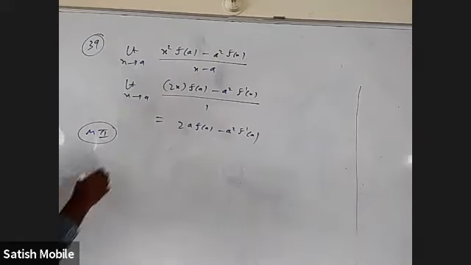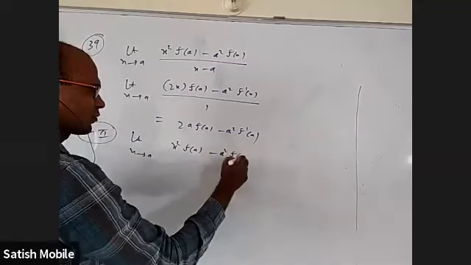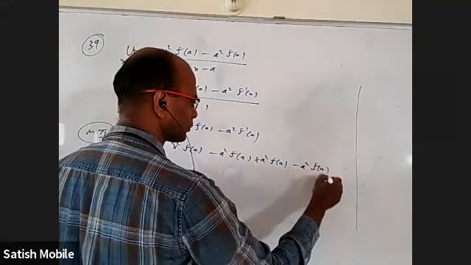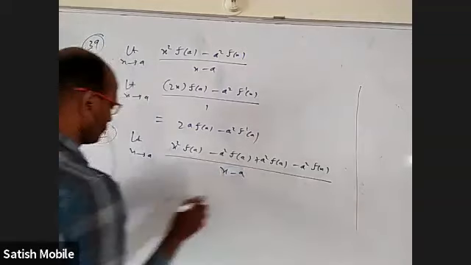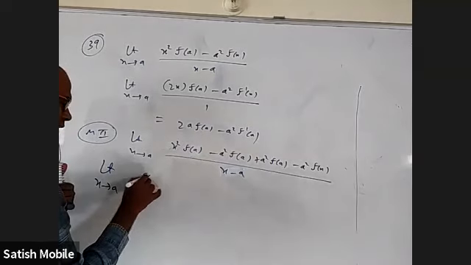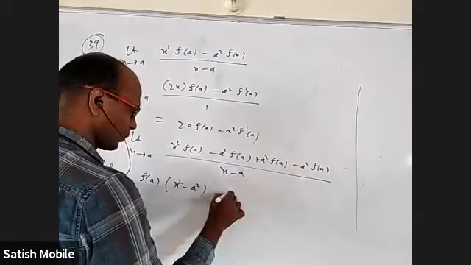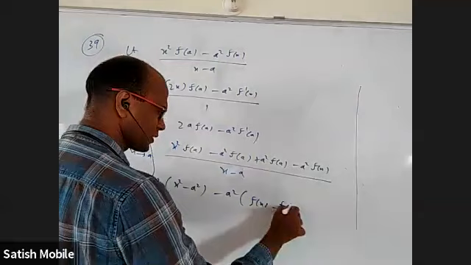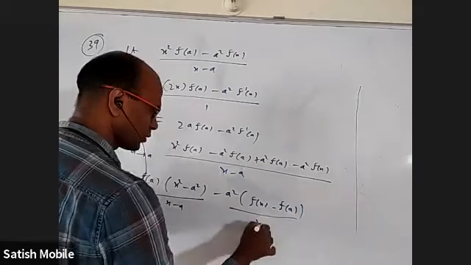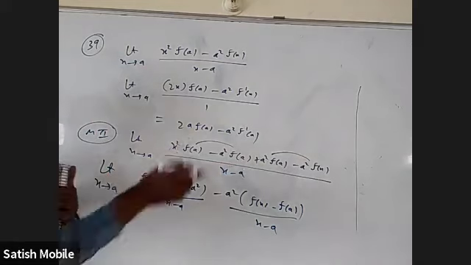If you don't want to use L'Hospital rule, I want to subtract a square f of a and add a square f of a. From these two, I can take f of a common. I will get x square minus a square. From these two, I can take minus a square common, f of x minus f of a. Let me divide with x minus a here, x minus a here. I combined these two and these two. I subtracted and added this.